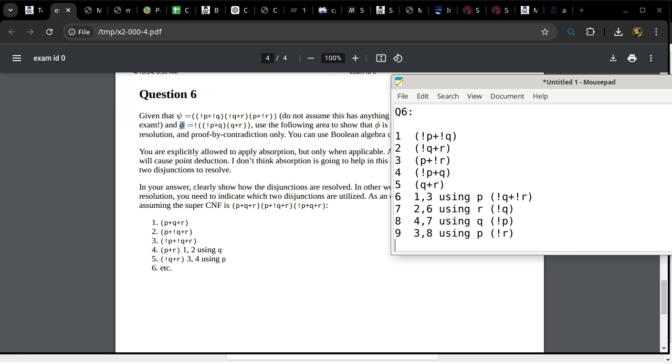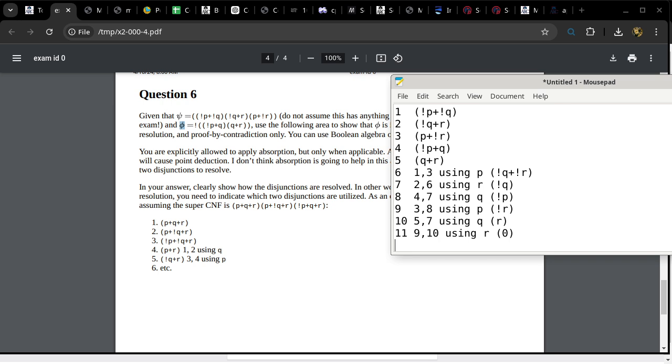So now I just need to single out the R. That can be done by using 5 and 7 using Q. That will single out the R. And then I'm done, basically, because between 9 and 10, using R, I will single out, there's nothing left. So now we have a solution of 0.